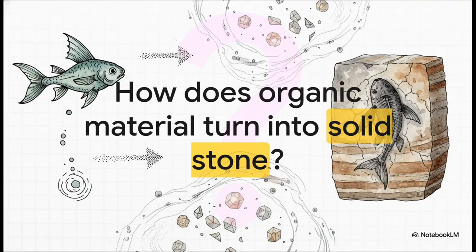How does squishy organic material actually turn into solid, heavy rock? I mean, think about it. When you hold a fossil, you're holding a stone, right? But that stone used to be a breathing, living creature. So how do we get from point A, a living animal, to point B, a heavy piece of geology? Well, our source material gives us a remarkably precise mechanical breakdown of this exact transformation, and it all kicks off with one really sudden event.